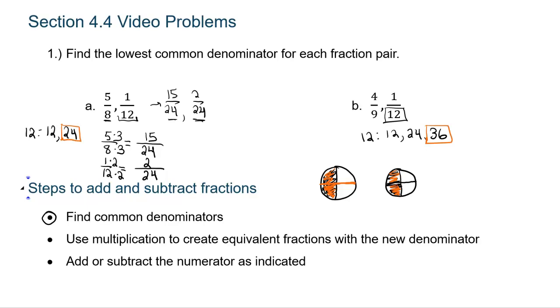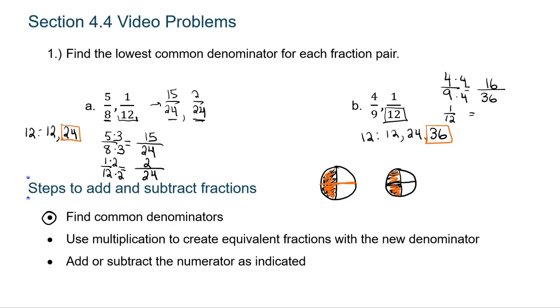All right, now I'm going to set up my equivalent fraction equation here, and I need the new denominator to be 36. So 9 times 4 gives me 36. I need to multiply the top by 4 also, and I get 16/36. Okay, and then I'll do the same thing for 1/12.